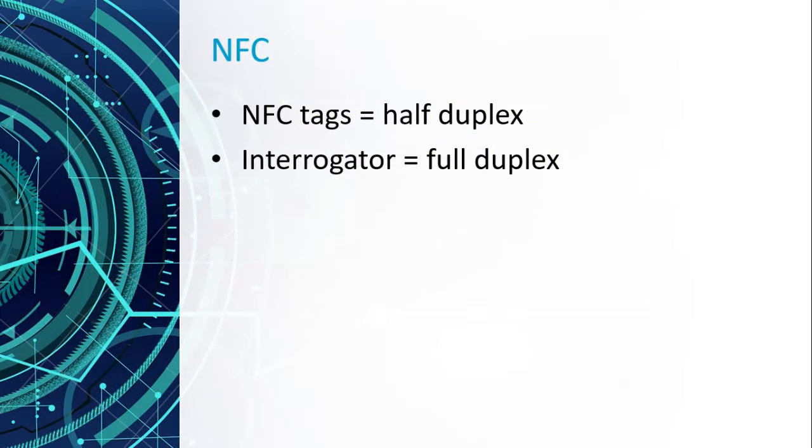The interrogator functions at full duplex. Half duplex refers to a device that can only send or receive, but not both at once. Full duplex can do both simultaneously. An NFC tag can only receive or send a signal, while the interrogating device can receive a signal and at the same time send a command.